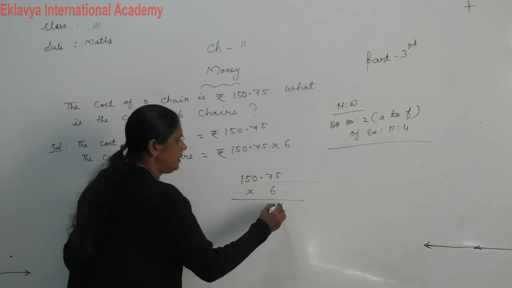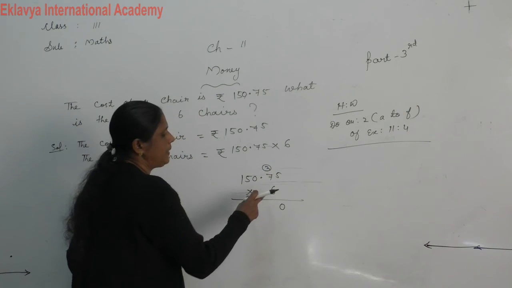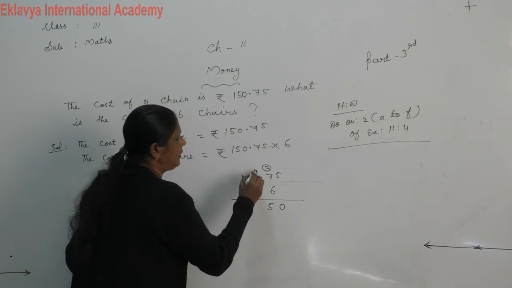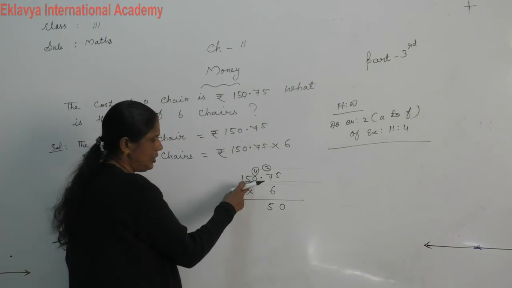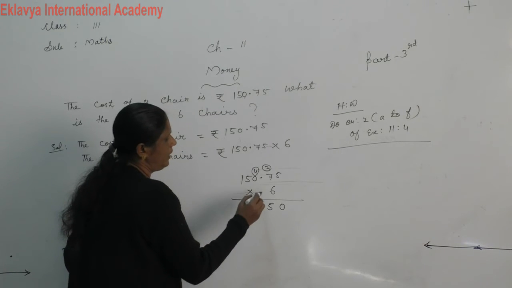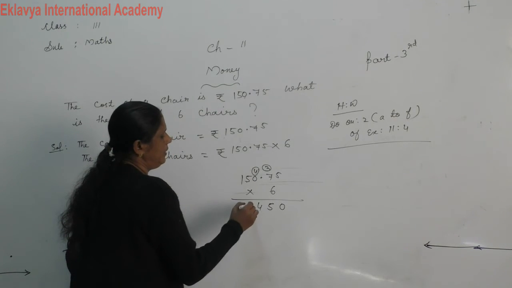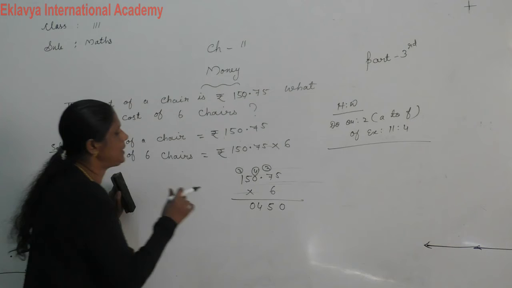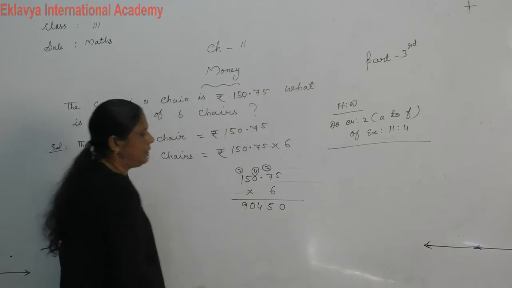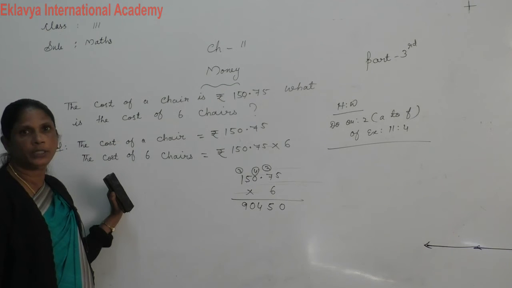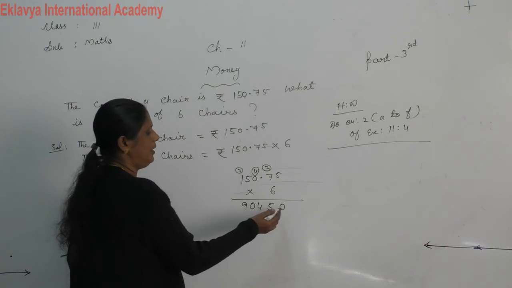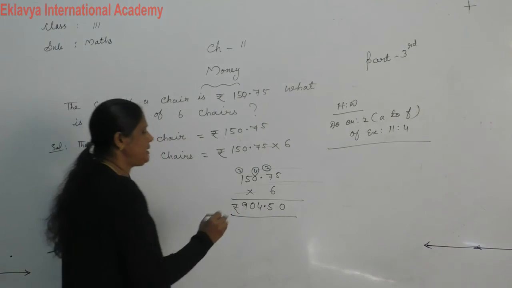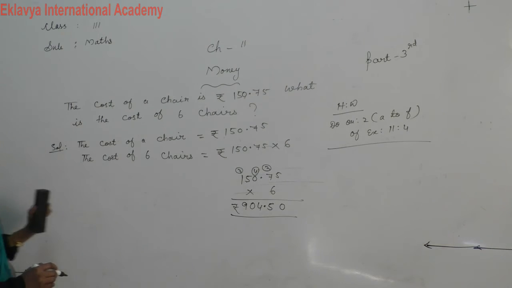6 times 5 is 30, then carrying 3. 6 times 7 is 42, 42 plus 3 is 45, then carrying 4. 6 times 0 is 0, 0 plus 4 is 4. Then 6 times 5 is 30, 0 carrying 3. 6 times 1 is 6, 6 plus 3 is 9. Then next step we put a decimal point. How many? 2 here. Then our answer rupees 904 and 50 paise.